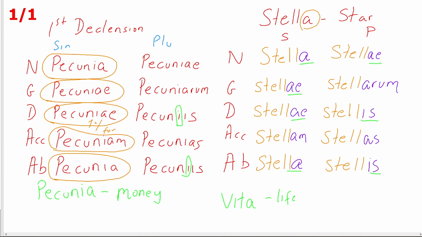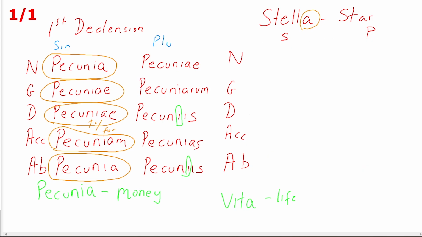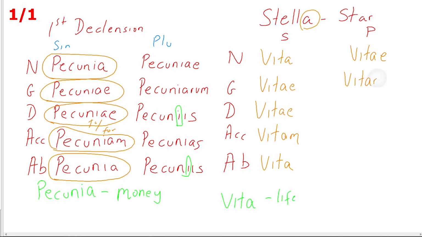Okay, we'll take a look at vita first. So what would be the nominative singular? Vita. Genitive, vitae. Then dative singular will also be vitae. Accusative would be vitam, and ablative vita. Going to the plural, nominative vitae, genitive vitarum, dative vitis, accusative vitas, and ablative vitis.